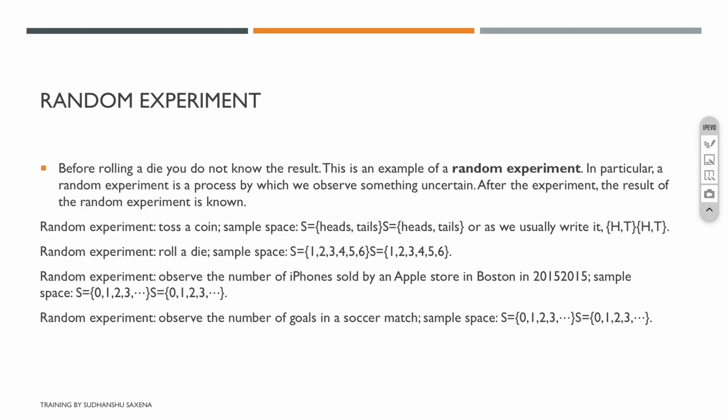If I roll a die, probably I'll get 1, 2, 3, 4, 5 or 6. I have no idea what I'm going to get. For example, if I pick up the number of iPhones sold by an Apple store in a particular city, I may get 1, 2, 3, or maybe 10,000 or 20,000. I have no idea about that. So in a random experiment, I have no clue what output I'm going to get. That is called a random experiment.